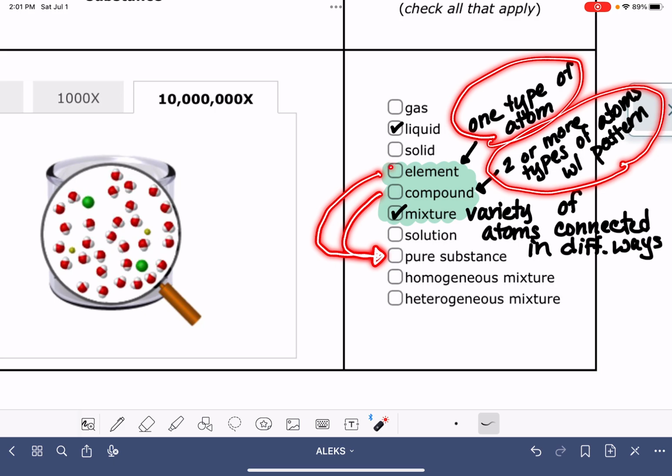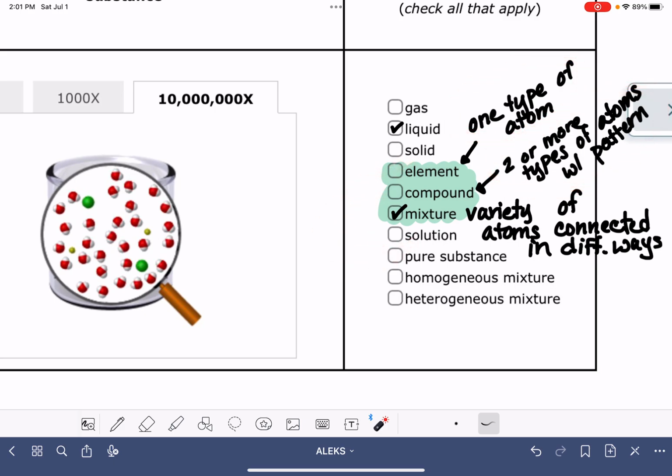Okay, so if you have an element, you're definitely going to check pure substance. If you have a compound, you're definitely going to check pure substance. If you have a mixture, you are going to check possibly solution, and then you are also going to check either homogeneous or heterogeneous, one or the other.